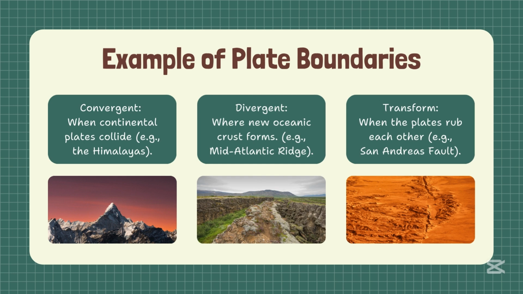The Himalayan mountain range formed from the collision of the Indian plate and the Eurasian plate. This is because it is along a convergent plate boundary. Second, the Mid-Atlantic Ridge is a giant underwater mountain range caused by plates moving apart, or along a divergent plate boundary.